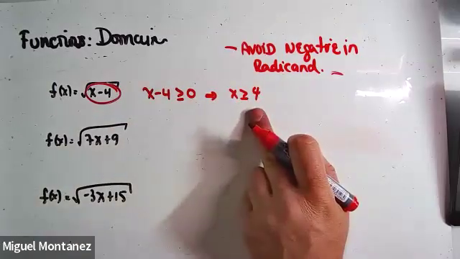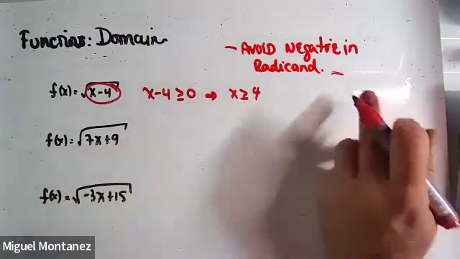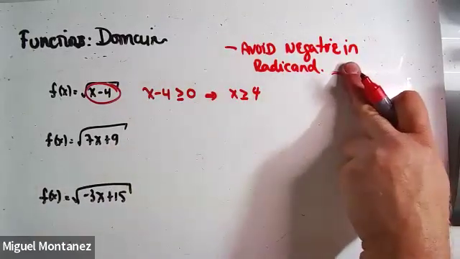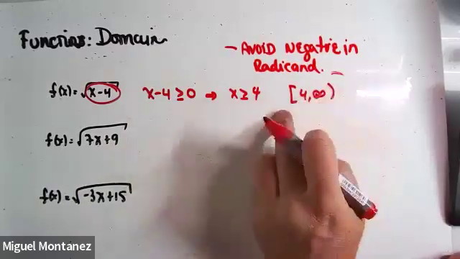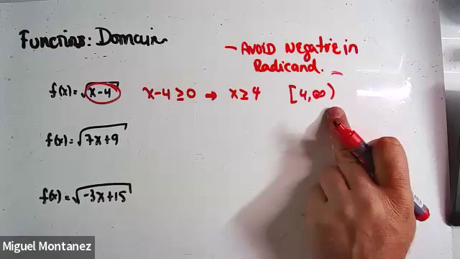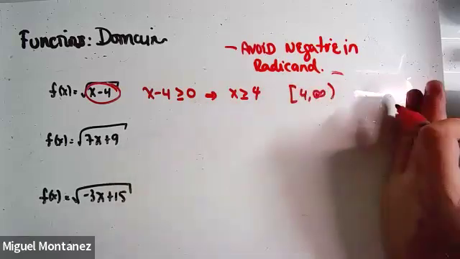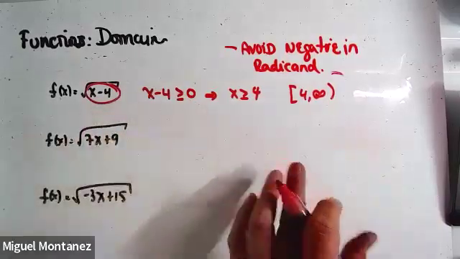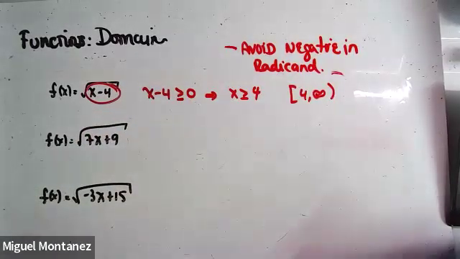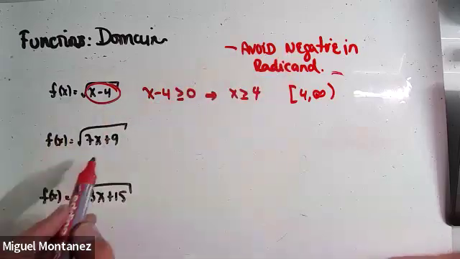That's your domain. As long as I'm at 4 or to the right, I'll be avoiding negative in the radicand. So we'll be safe as long as we are in the interval 4 inclusive, comma, infinity. From 4 to the right, I'm safe. Left of 4, I'm in big trouble because the radicand will become negative. Okay, so now we know this is very straightforward.